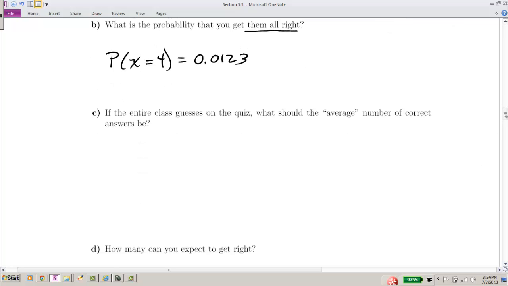And in part C, it says if the entire class guesses on the quiz, what should the average number of correct answers be? Really, we're thinking of it as an average, like the mean. What if I tabulate how many correct answers everybody ended up getting on the quiz, what should I get when I compute that mean? Well, since we do have a probability distribution here, we know how to find the mean as the sum of the x times p of x values. So let's work this out.